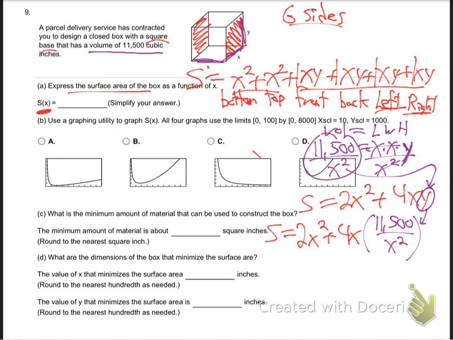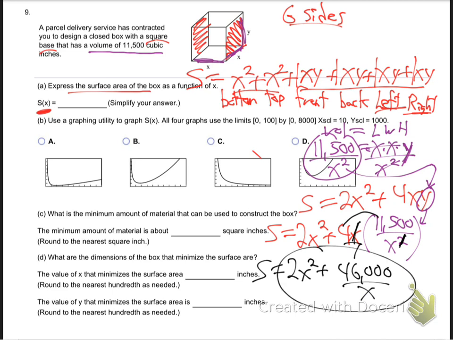So now let's clean that up. We can do one more step. 2x squared plus, this is over 1. This x cancels one of those. And 4 times 11,500 was 46,000, I think, over 1x, because this x canceled one of these guys. So there would be the surface area formula with only x. That's part A.